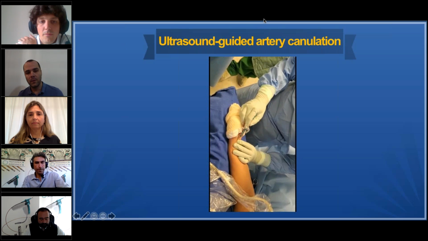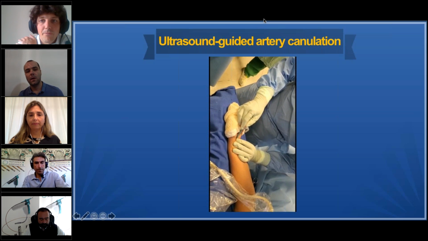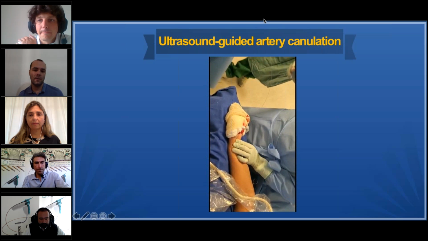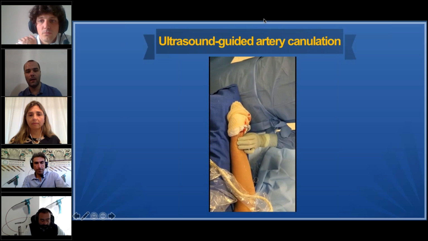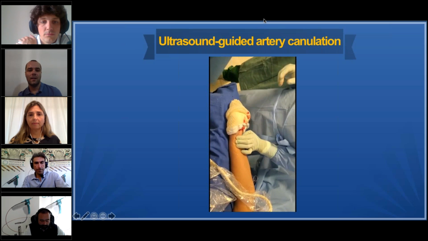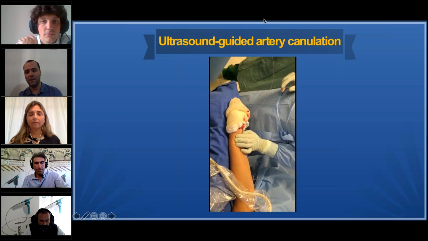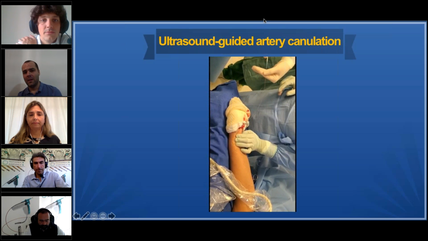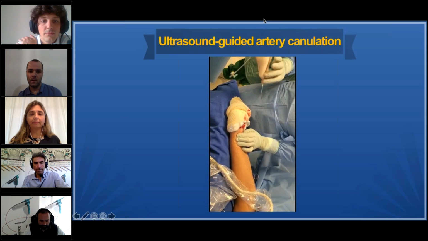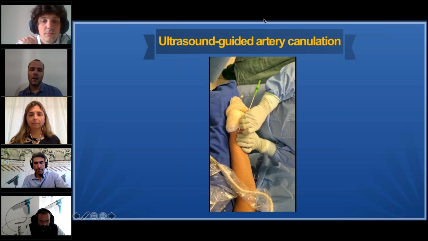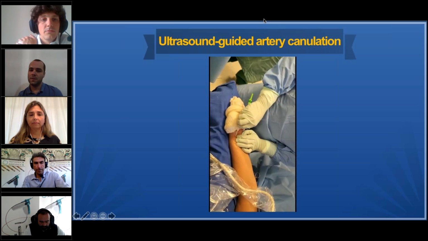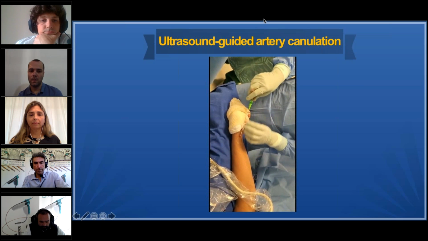I really like the radial approach because with this approach you have some advantages, like you can see the artery and the vein, both the artery and the vein at the same time, or the graft. And this is a very ergonomic position to operate as well.